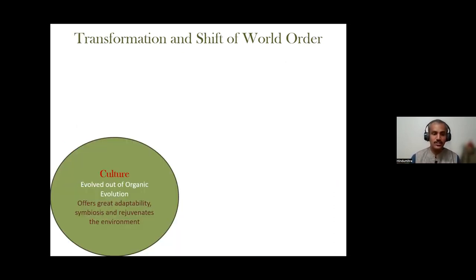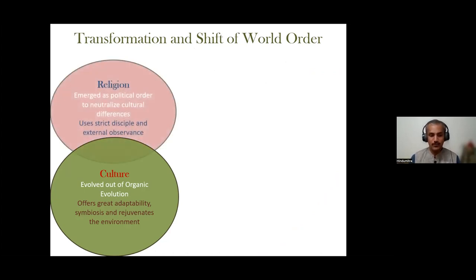So the culture, which evolved out of an organic evolution, which is symbiotic to the environment, has turned into a religion, which emerged as a political order to neutralize cultural differences of different people, having strict discipline and so on.